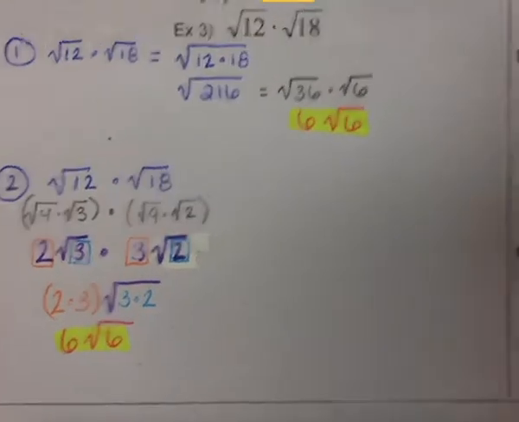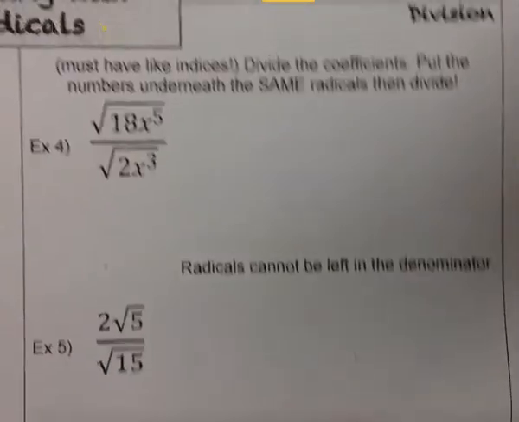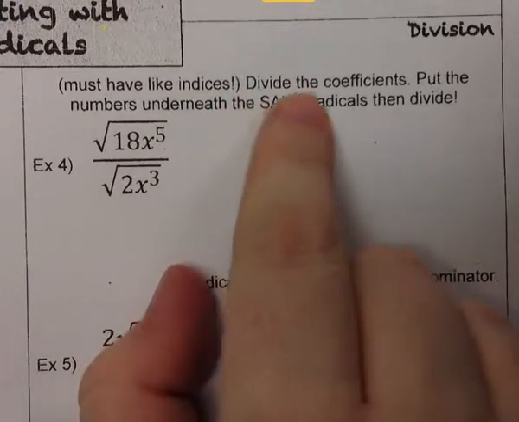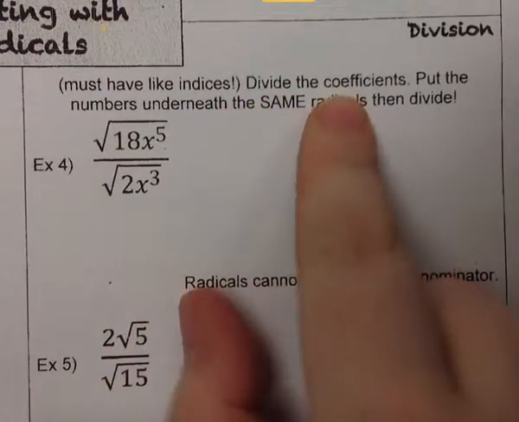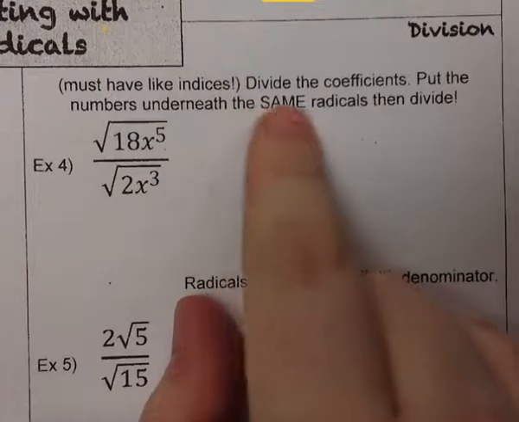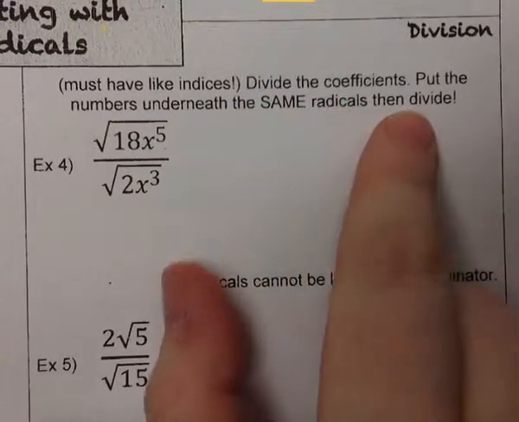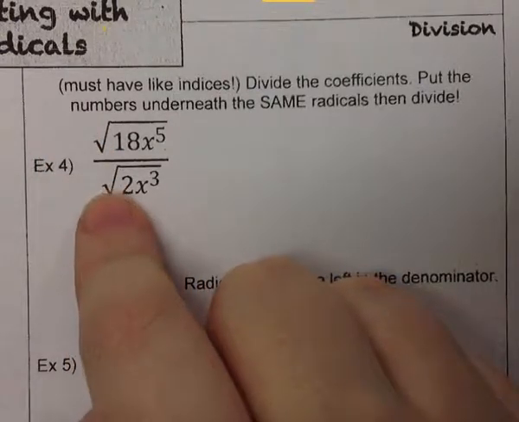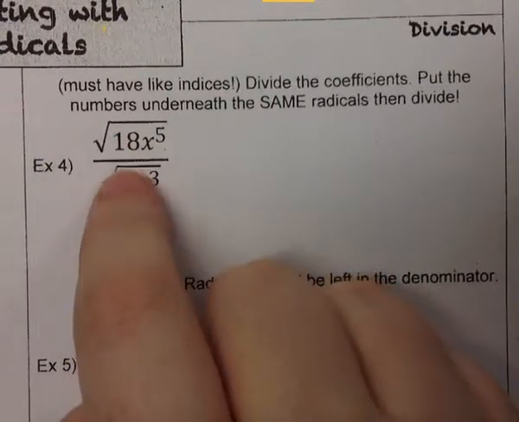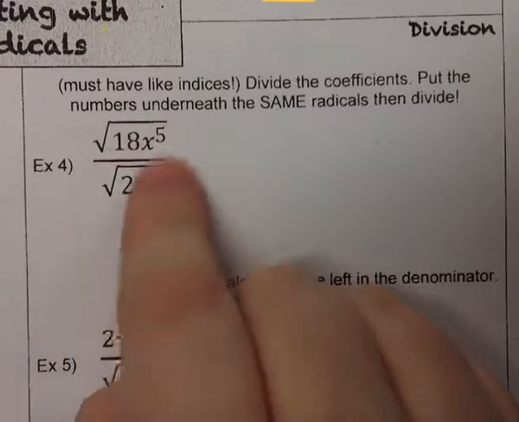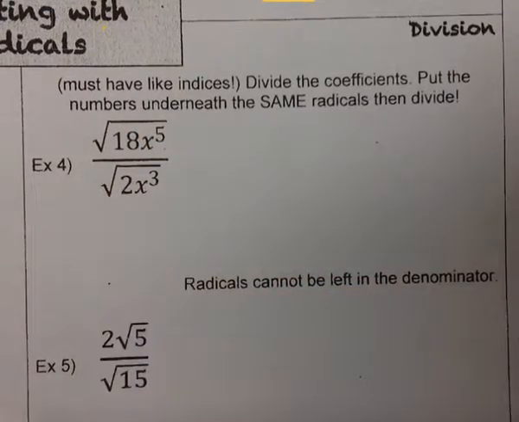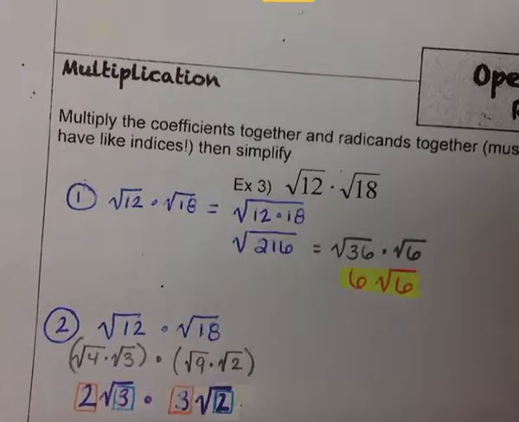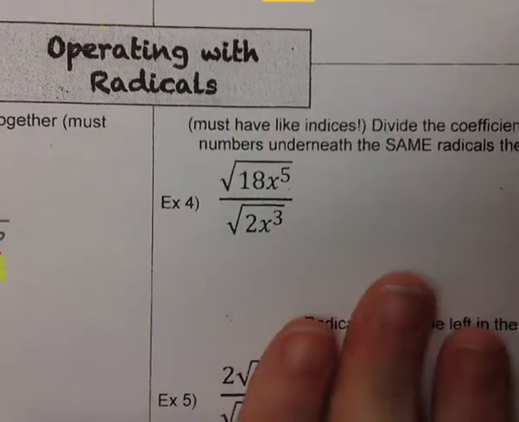Moving on to division, we end up having the same thing. We again must have like indices. We want to divide the coefficients if possible already, put the numbers underneath the same radicals, and then divide. So if we already have coefficients, we do want to simplify those ahead of time if we can. As long as these are the same indices, we can put these together as one fraction. Just like we can put the multiplication as one radicand, we can do the same thing with division.